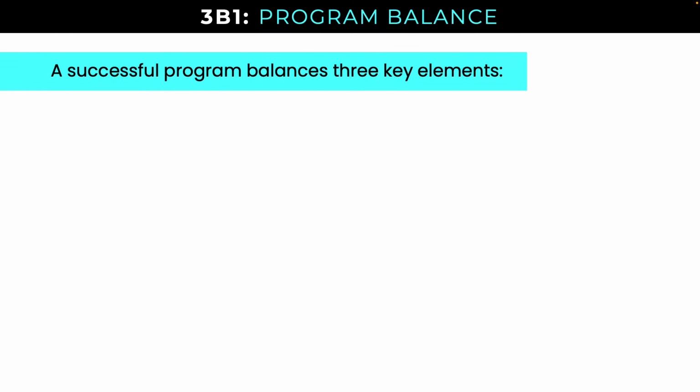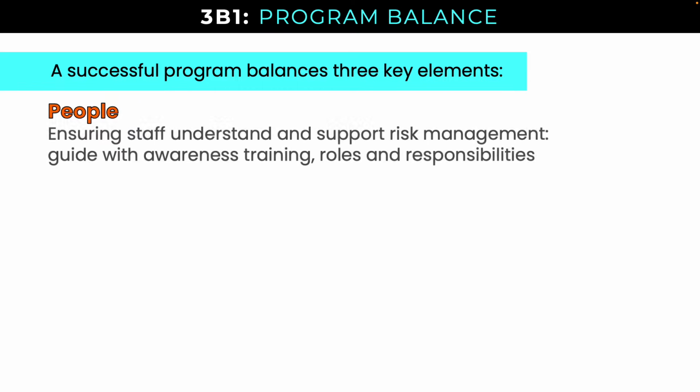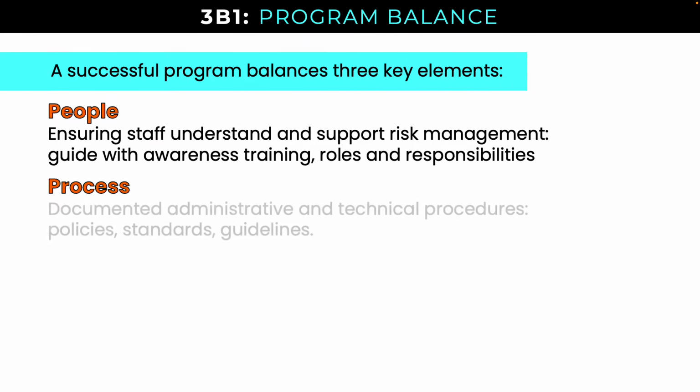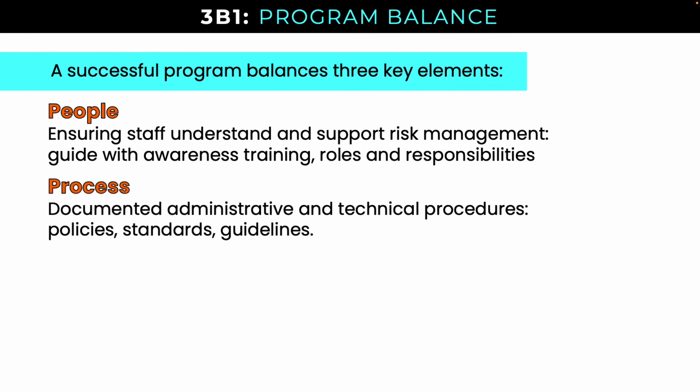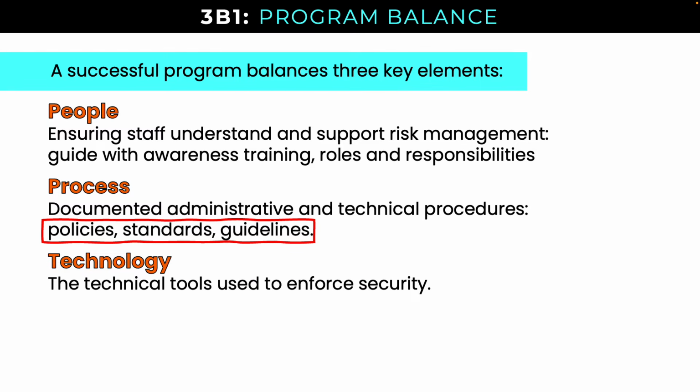Let's dig in. A successful program is going to balance three key elements. People, so ensuring staff understand and support risk management. We're going to guide them with awareness training, clear definition of roles and responsibilities. Process, so documented administrative and technical procedures, our policies, our standards, and our guidelines. And then the technology, the technical tools used to enforce security.